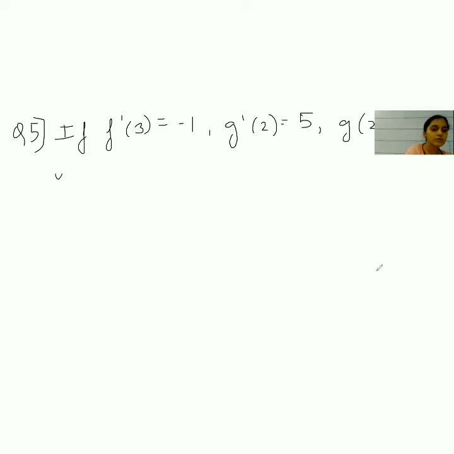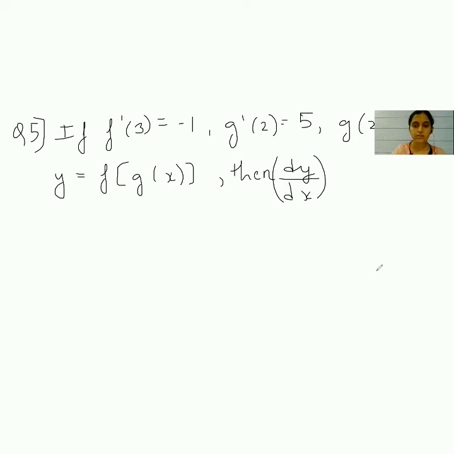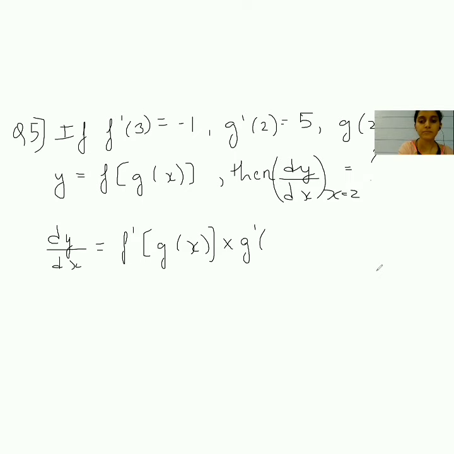We have a function y is equal to f of g of x. What do they have to find? They said find dy by dx when x is equal to 2. To find this value, dy by dx means a derivative of y. So differentiating y with respect to x, dy by dx is equal to f dash of g of x multiplied by g dash of x.